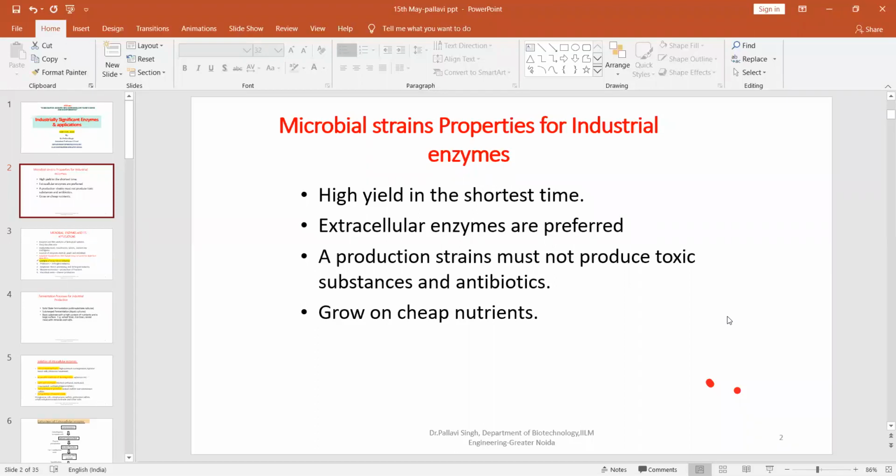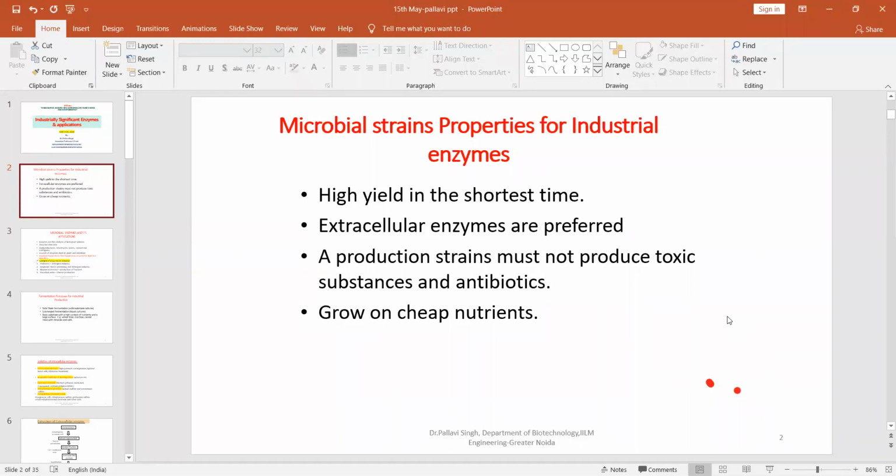They should have high yield in the shortest amount of time. Their production should not lead to toxic byproducts. Only the required product should be produced. And to make it economically feasible, the microbe should be growing on cheap nutrients. Even a substrate that is not of high quality should be utilizable by the microbe, because industry looks at the economic prospect, how much we put into the substrate cost and what is the product cost generated on that substrate.